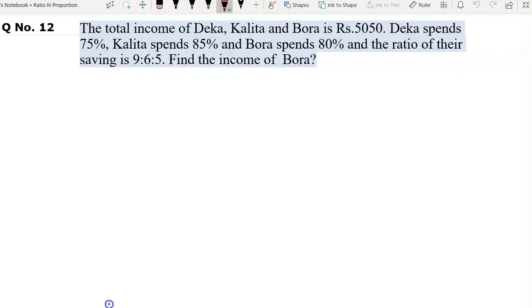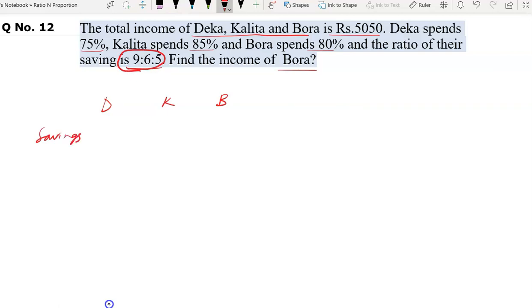Question number 12. The total income of Deka, Kolita and Bora is rupees 5050. Deka spends 75%, Kolita spends 85% and Bora spends 80%, and the ratio of their savings is 9:6:5. Find the income of Bora. So in this question we have Deka, Kolita and Bora. And it's given the ratio of their savings is 9:6:5.